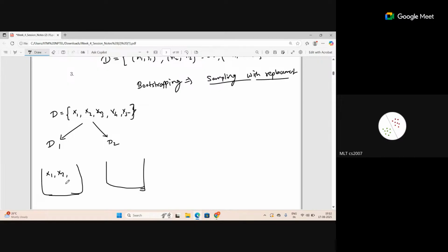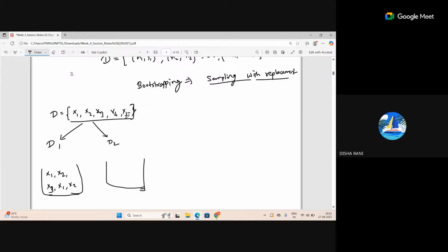let's say you have a bag, your first data set, like this: x1, x2, x3, x1, and x2. Is that fine? Is this data set possible from these points?